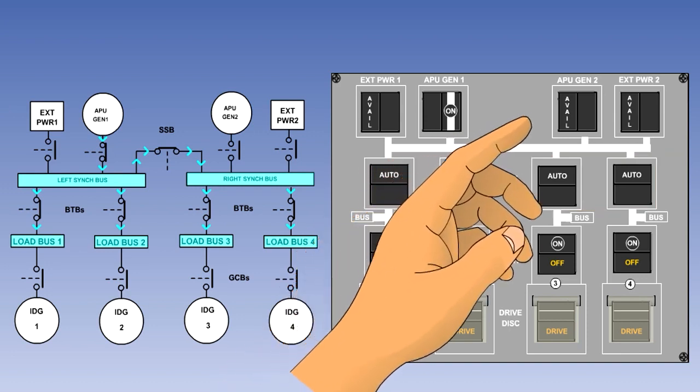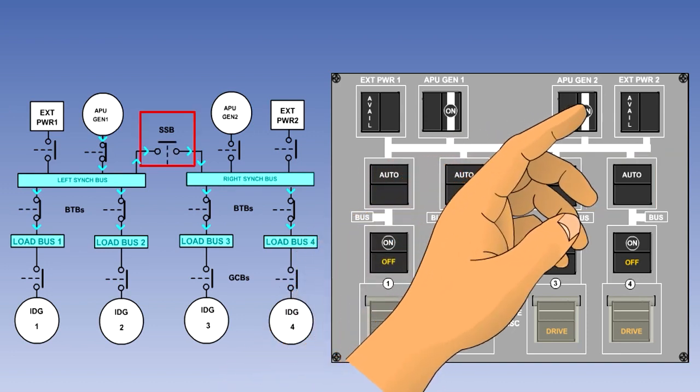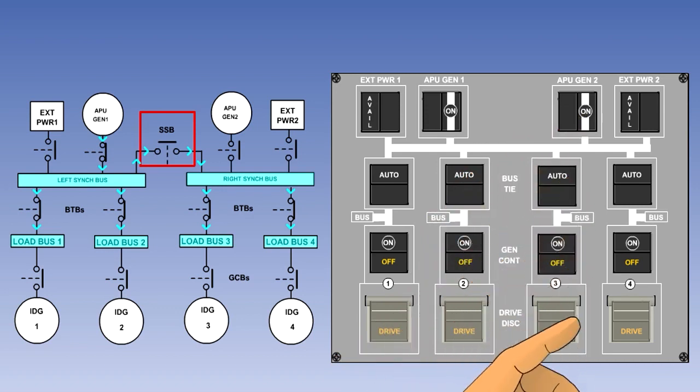If an APU generator or external power supply is connected to the other synchronizing bus bar, then the split system breaker, or SSB, will automatically open to separate the two sources of supply.